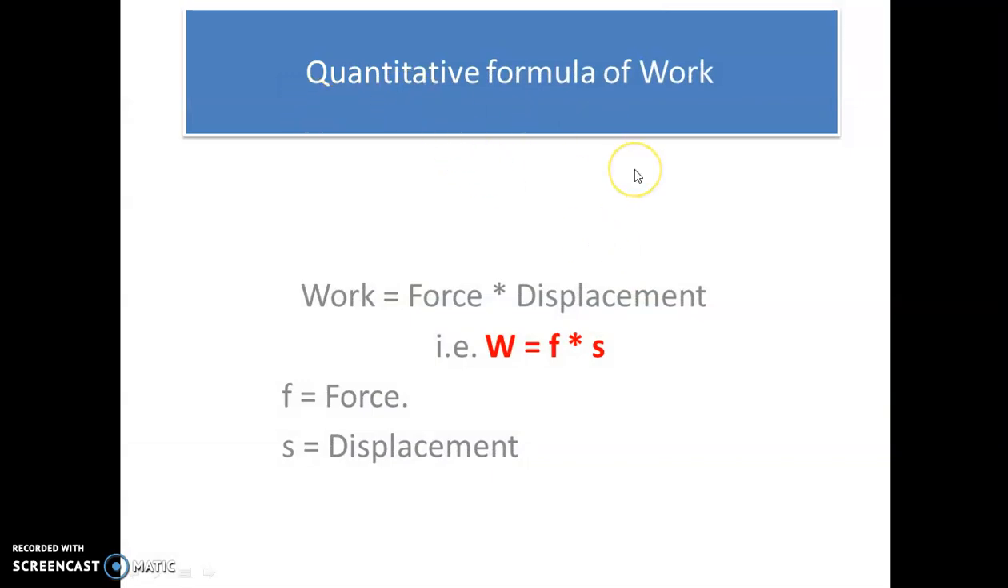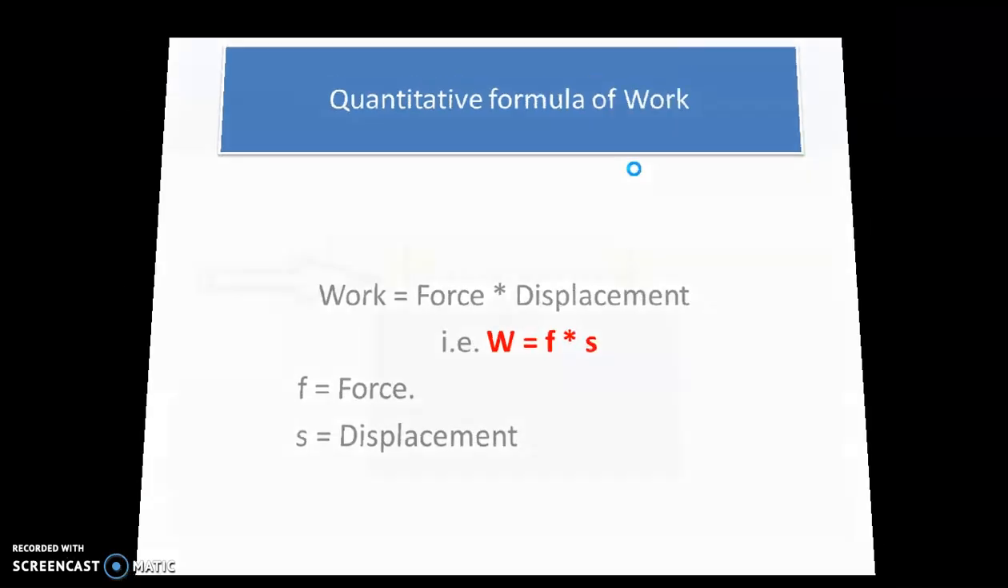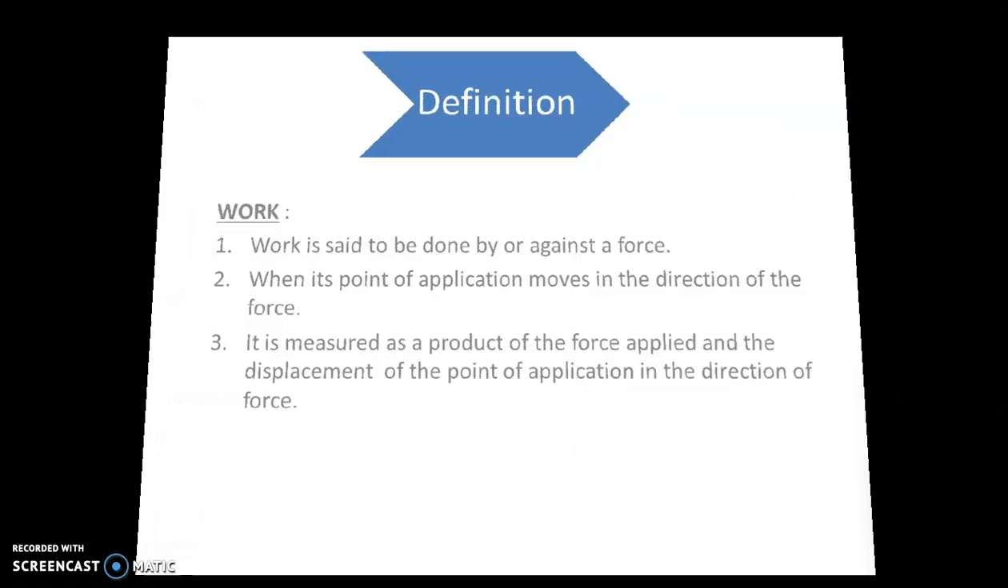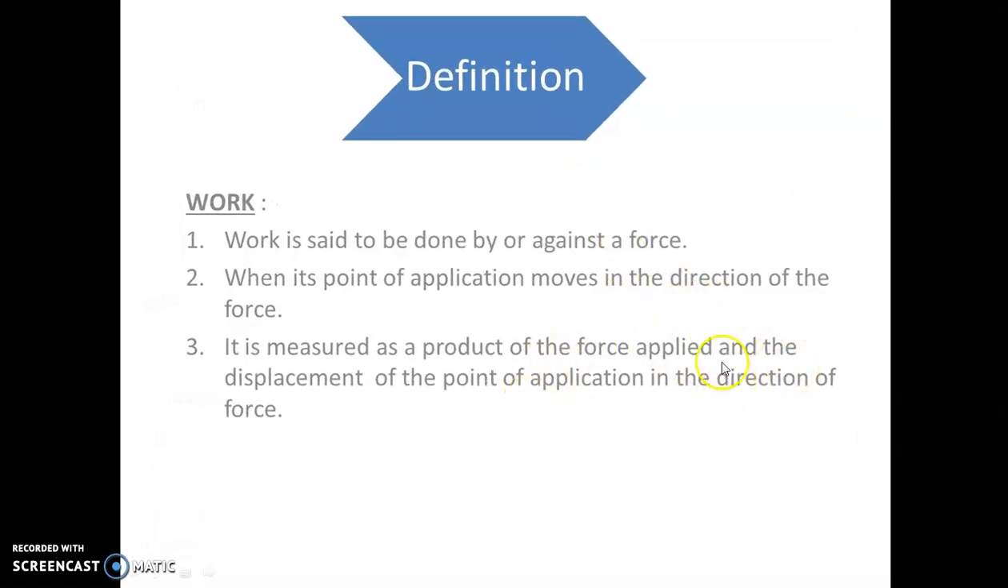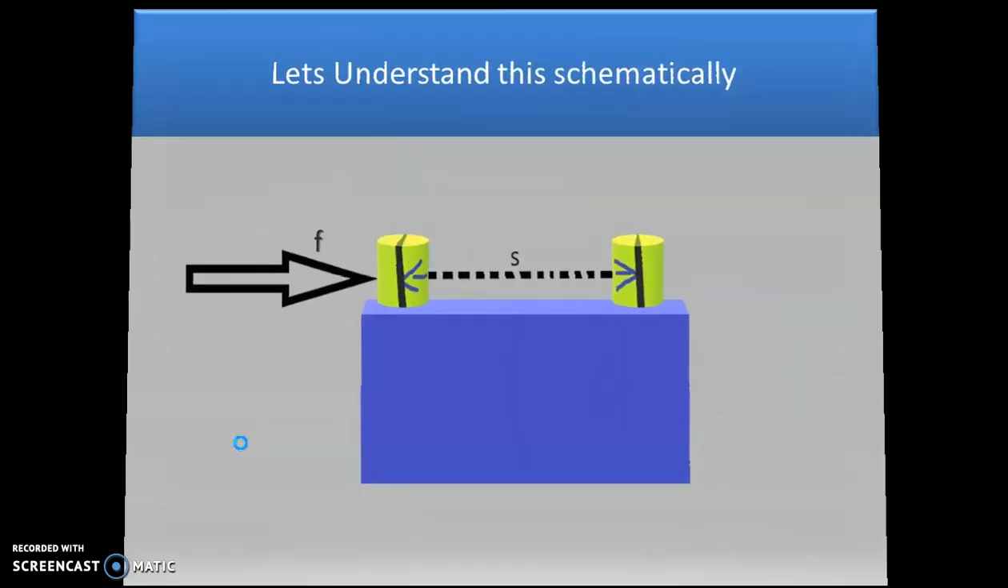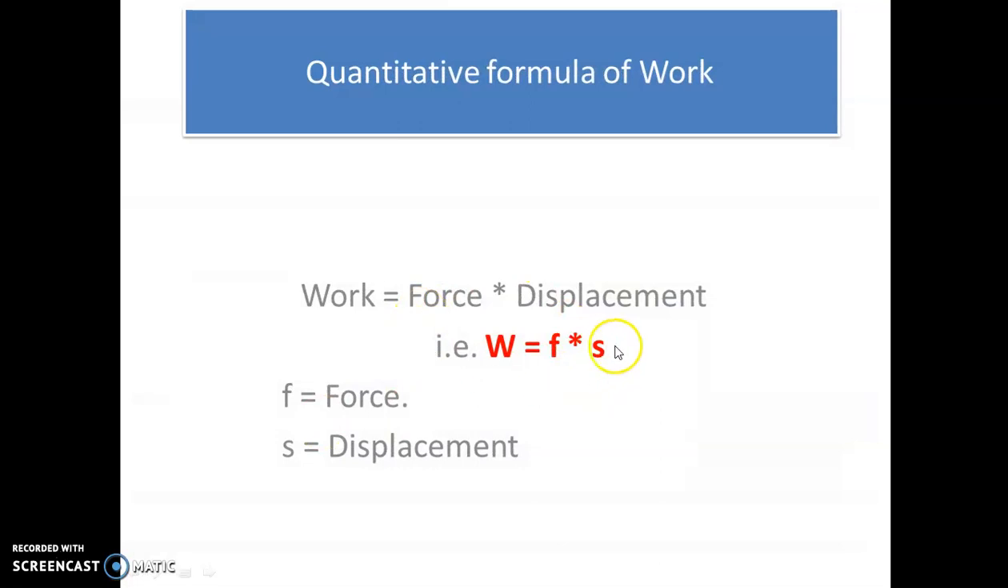So here we can see the quantitative formula of work. What is work? As we know, work is the product of force and displacement. Get it right into your head. Work is the product of the magnitude of the force and the displacement of the body in the direction of the force. That point was very important, in the direction of the force, because the formula of work will change if this is not happening. Yes, it will change. It will not remain only W equals F into S. We are coming to that.